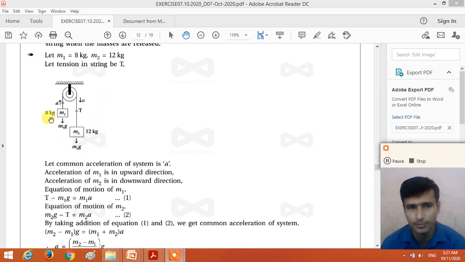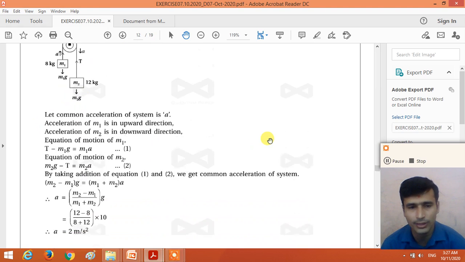With the help of the free body diagram of the block of mass m1, for the equation of motion, m1g is in the downward direction, tension is in the upward direction, and acceleration is in the upward direction. Since the acceleration is upward, the tension force is more than the weight force, right? So we can write the equation T minus m1g is equal to m1 into A. Similarly for the block m2, m2g is more than the tension force, so the block is moving in the downward direction. So we can write the equation m2g minus T is equal to m2 into A.